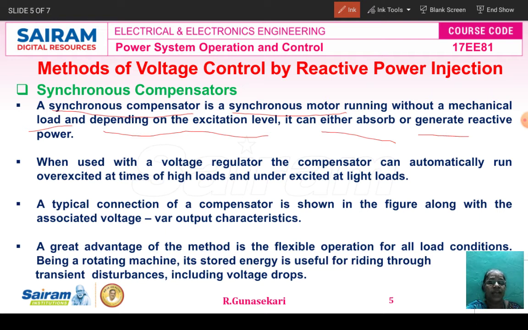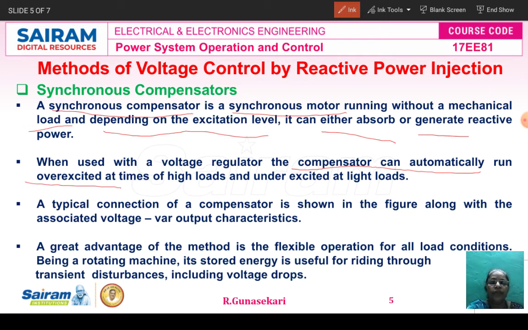We already studied the components used for production and absorption of the reactive power. This is the first content of the fourth module, under voltage and reactive power control. We already studied this in lecture video 2. When a voltage regulator is used, the synchronous compensator automatically runs over excited.